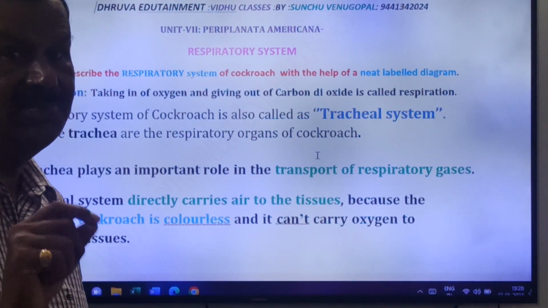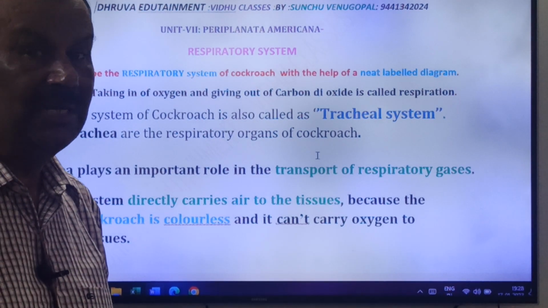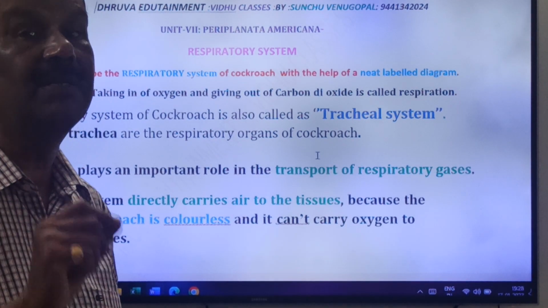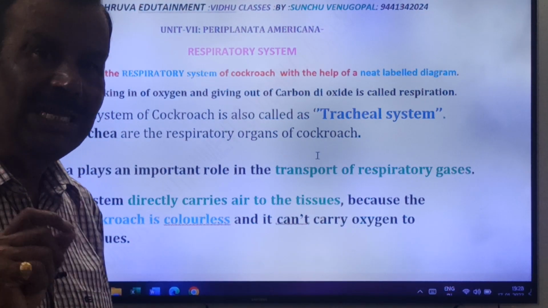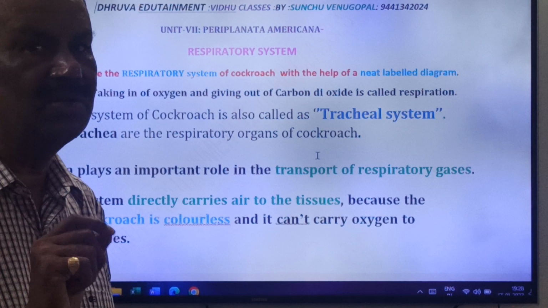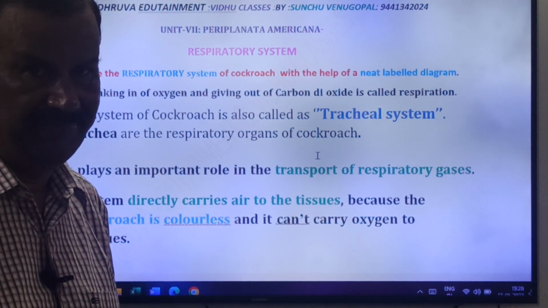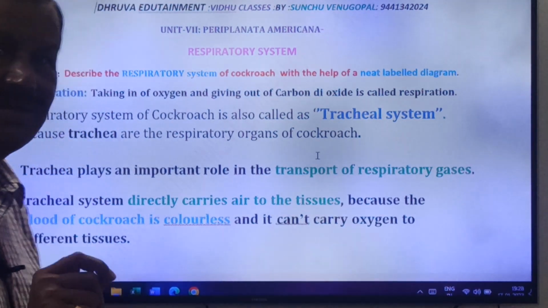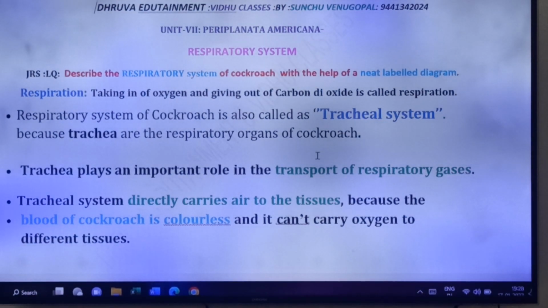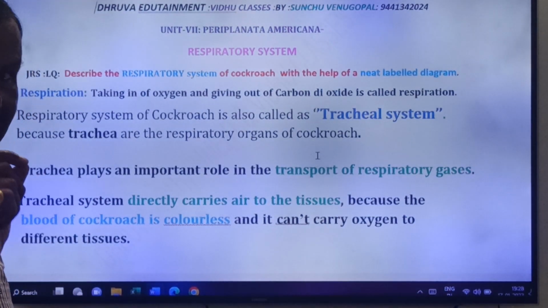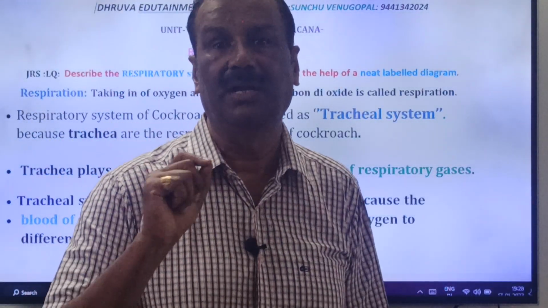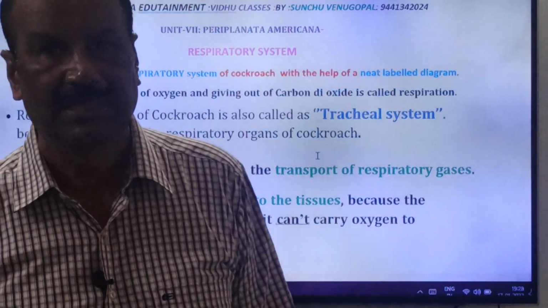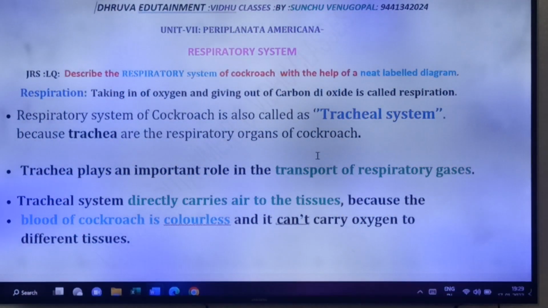Now friends, cockroach is an insect. The respiratory organs of insects are trachea, friends. So because of that, in all insects, the respiratory system is also called the tracheal system. What are the respiratory organs of cockroach? Trachea, friends. Trachea are the respiratory organs of cockroach. Because of that, the respiratory system of cockroach is also called the tracheal system, friends.